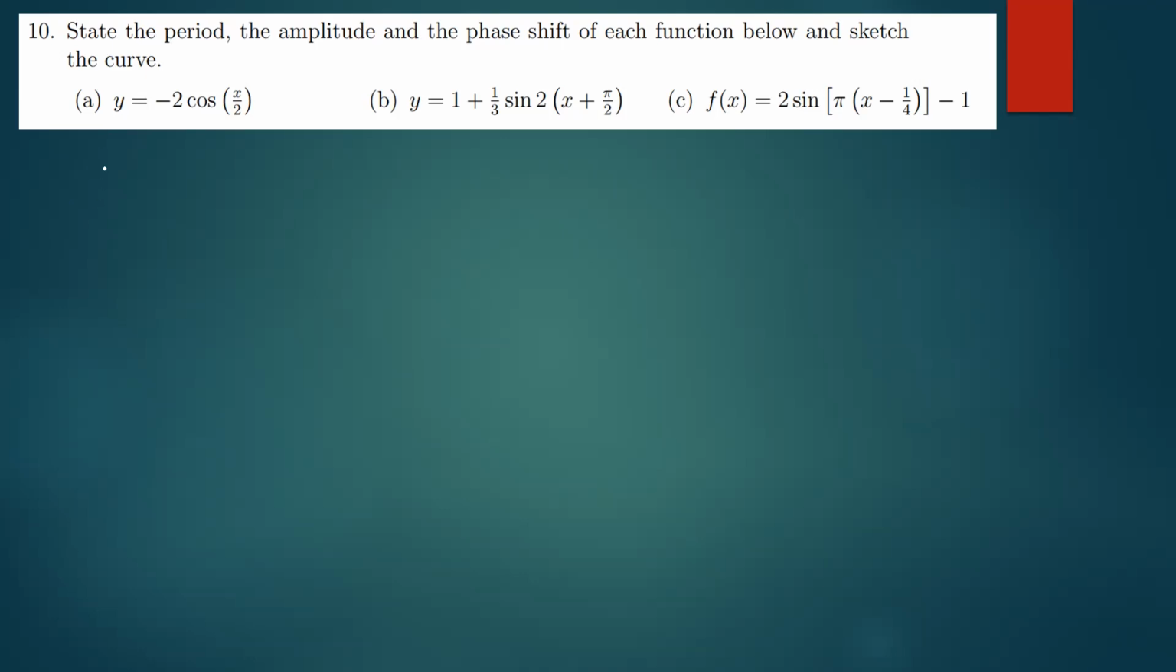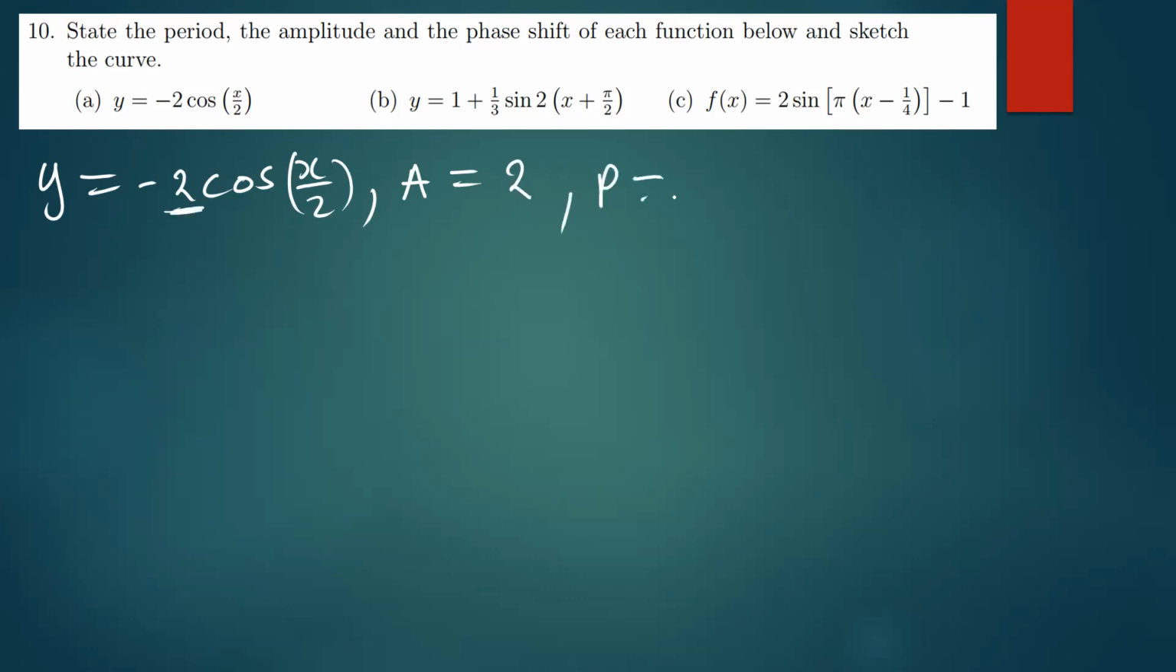All right, so this one is the simplest on this question. So we have y is equal to -2 cos x over 2. So first of all, we find the amplitude. The amplitude is going to be +2, because that's the coefficient of the trig ratio. And then the period is simply found by dividing 2 pi by the coefficient of x, which is 1 over 2. So when you divide 2 pi by 1 over 2, we're going to get 4 pi. So this is the number of units that it's going to take to complete one cycle.